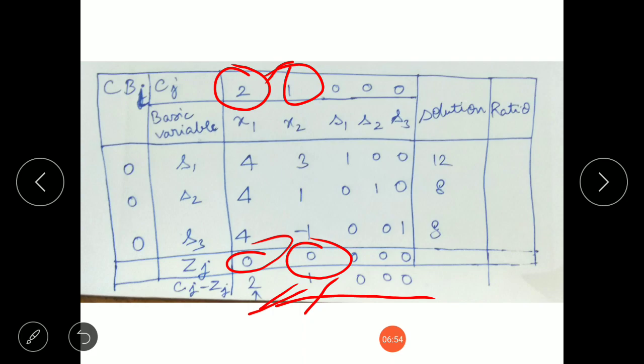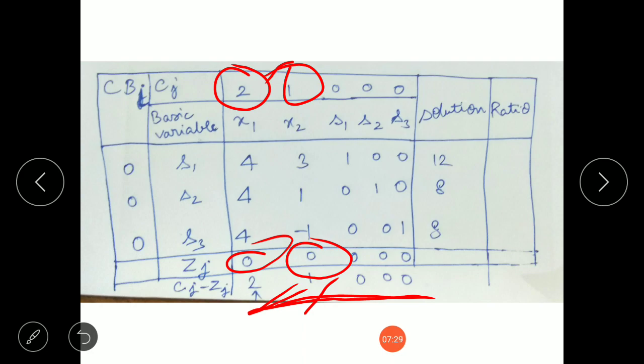Now I told you that after finding the Cj minus Zj row, if it is a maximization type of problem, to see whether the problem has reached the optimal solution or not, you need to check whether all the elements are 0 or negative. If all the elements are either 0 or negative, then we have reached the optimal solution and we will stop there. If all the elements are not negative or 0, then we need to proceed further. Since we can see here that all the elements are not 0 or negative, we will proceed further.